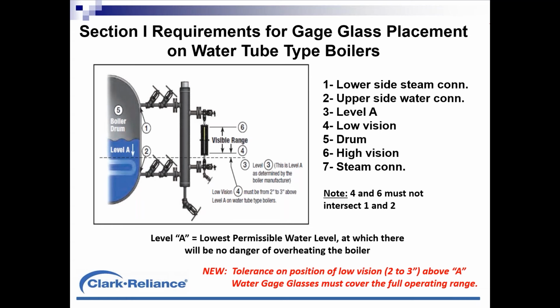When it comes to water tube boilers, the same rules apply as far as total vision range, staying out of the pipe diameters exiting the vessel. However, there's a tolerance now on the elevation above the danger point. No matter what drum diameter you have, the low vision must be set 2 to 3 inches above the danger point as determined by the boiler manufacturer, which is the one we're referring to here as level A. And once again, that gauge glass range must cover the full operating range, which would be a low water cutout up to high alarm.